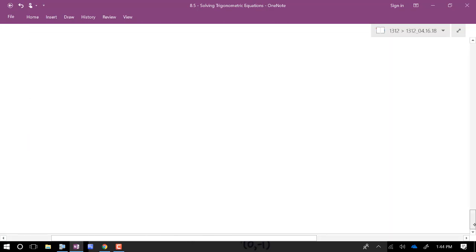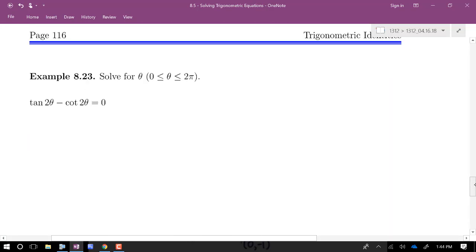All right, so we got this one more. We want to show that, or sorry, we're not showing that, we are solving this equation. We're trying to find the angles that make this equation true. Tan 2 theta minus cotan 2 theta equals 0. So what is the thing that makes this problem maybe a little interesting?